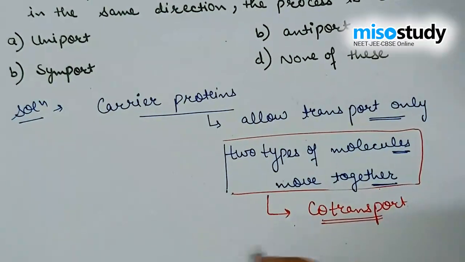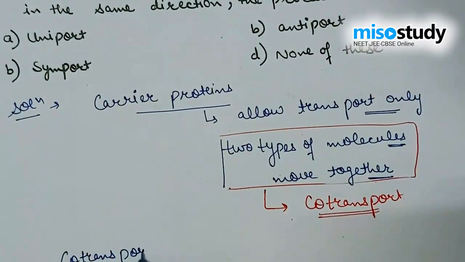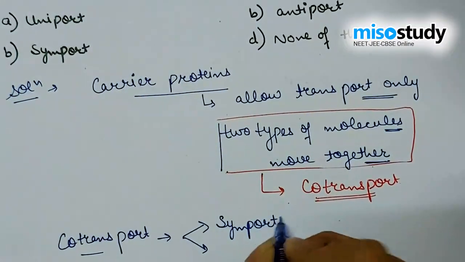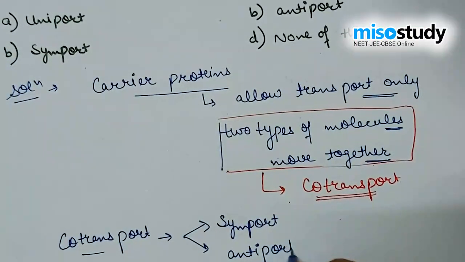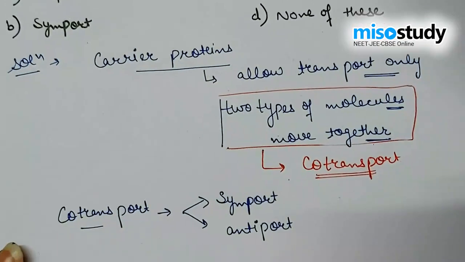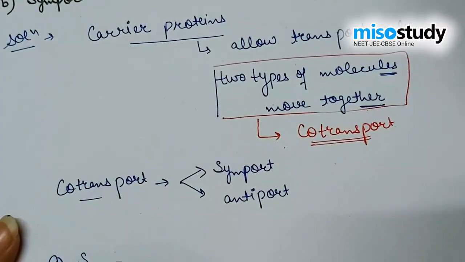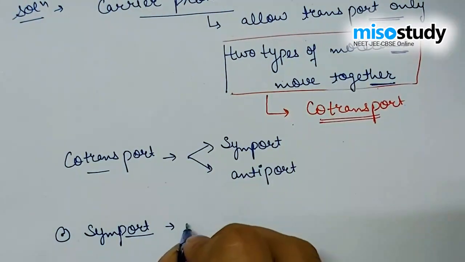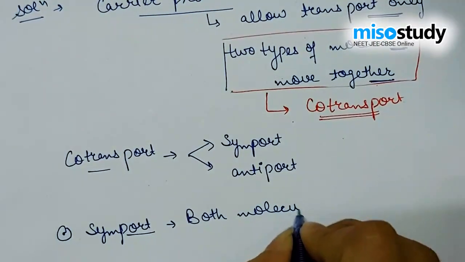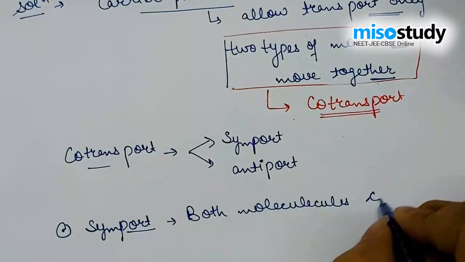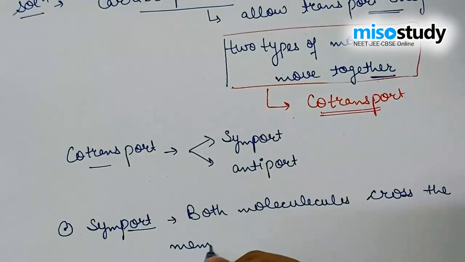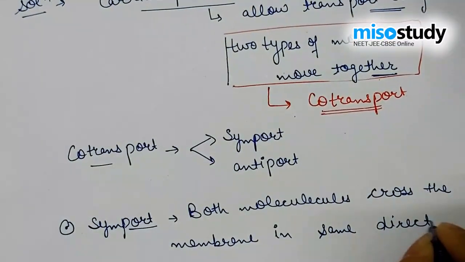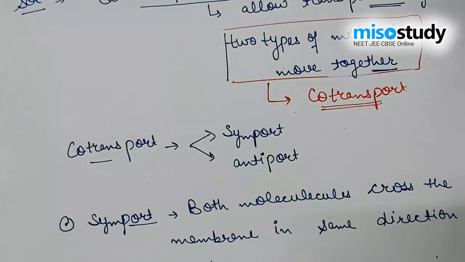It is of two types, named symport and antiport. First we are going to discuss symport. In the symport method of co-transport, both molecules cross the membrane in the same direction and at the same time.